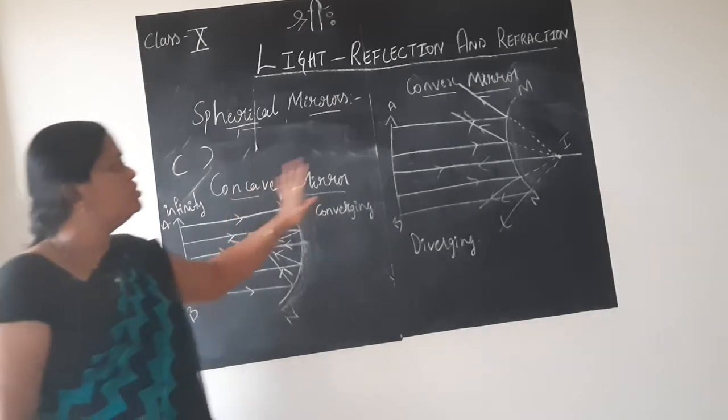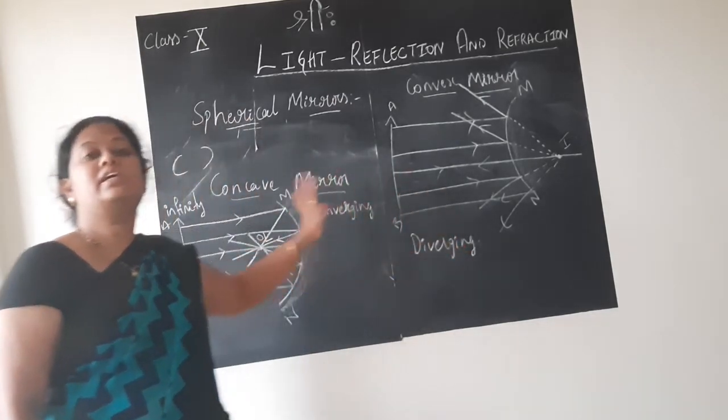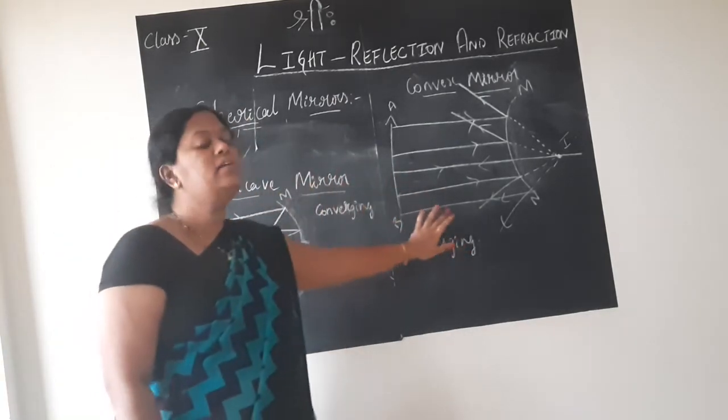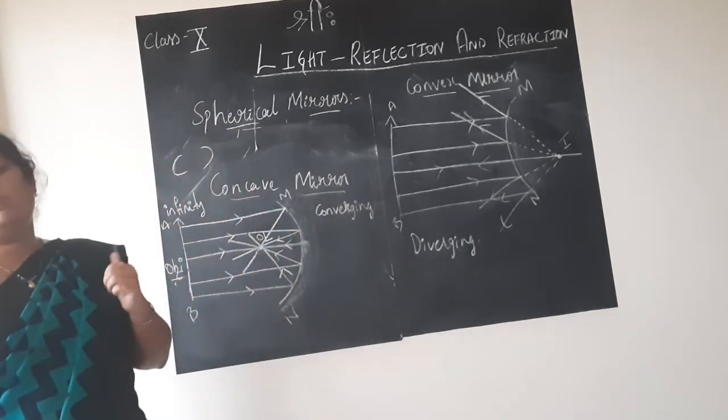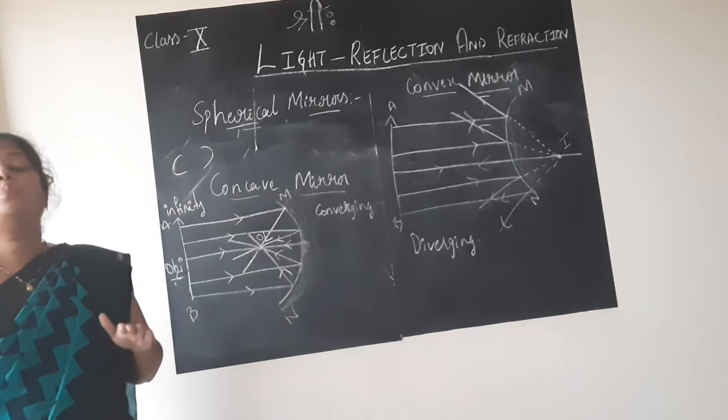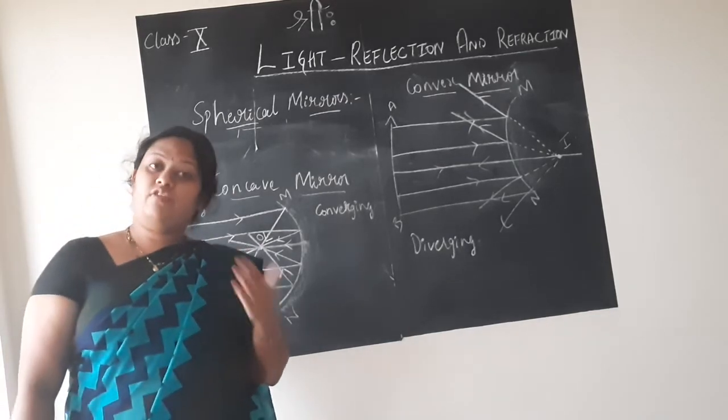This is how the process of reflection takes place in case of concave mirror and convex mirror. These diagrams are very important, children. They show the process of reflection in case of concave mirror.